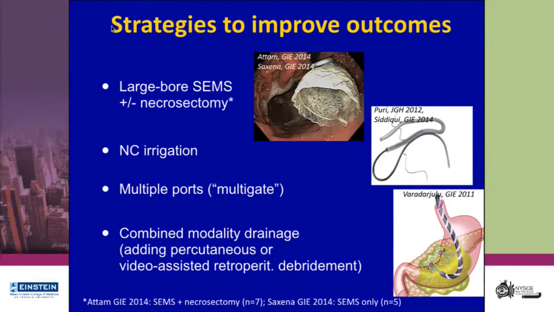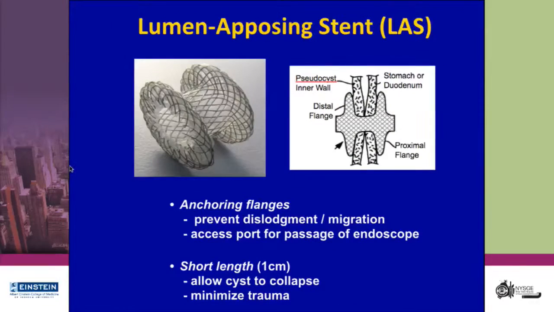What are the strategies to improve the outcomes of necrosectomy? So this is the work in progress. We can use a larger bore SEMS, basically like an esophageal stent. That's been reported with and without necrosectomy. Nasocystic irrigation can be performed to continuously irrigate and flush out the necrotic contents and keep the contents clean. We can place multiple ports, the multi-gate procedure, and a combined modality drainage approach, either percutaneous or video-assisted.